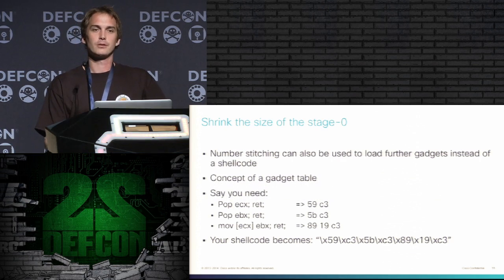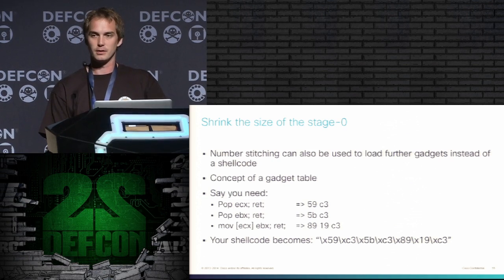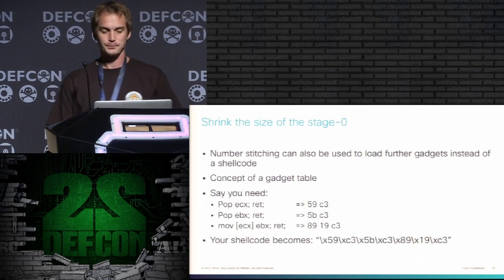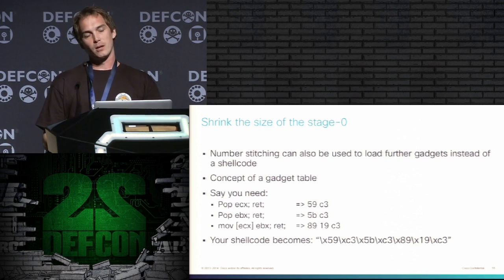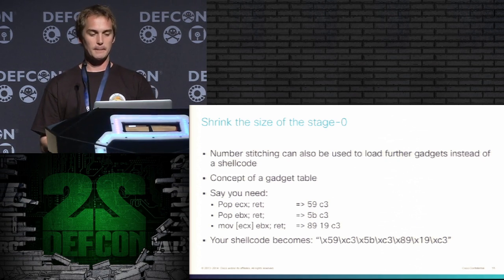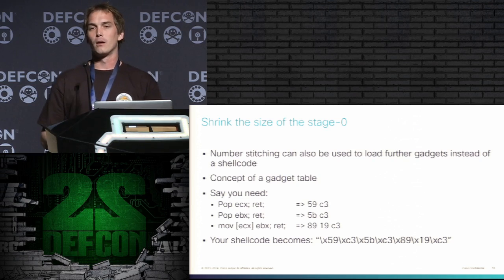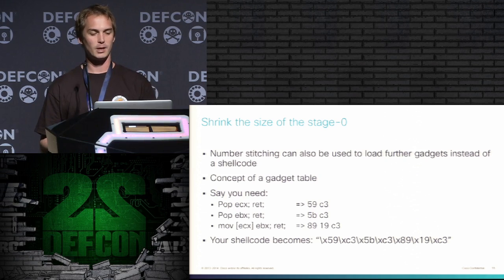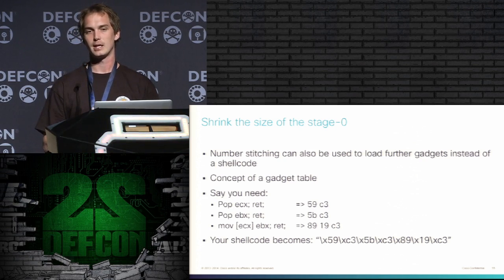So now I tried to take an approach to shrink the size of the stage 0. One approach was that instead of loading the whole shellcode in memory, I could create some kind of gadget table at the location I wanted. So instead of taking the whole shellcode, which is a big number of bytes, and ditching it there, I can load a bunch of additional gadgets and use that as a table to further continue my exploit.